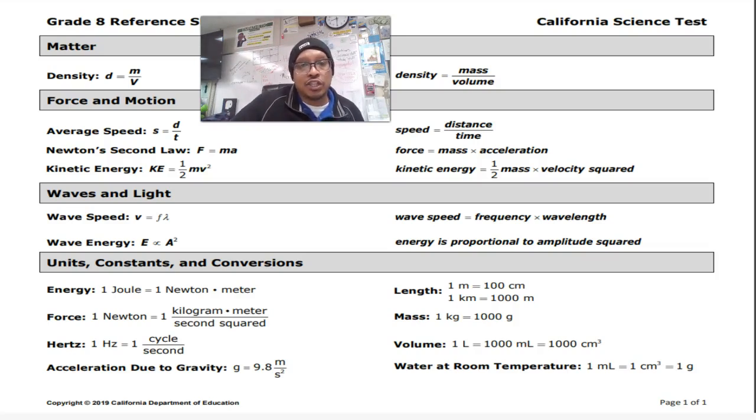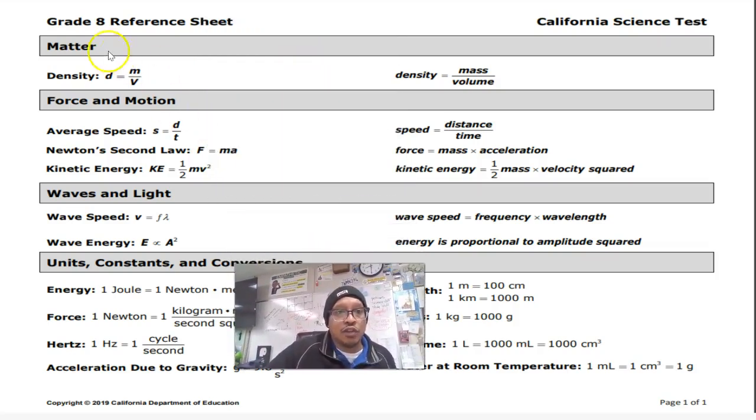But if you just take a look at this, I just wanted to show, over here are all the formulas, and over here are all the formulas, but written out with the words, right? So all the words. So again, density is equal to mass divided by volume.